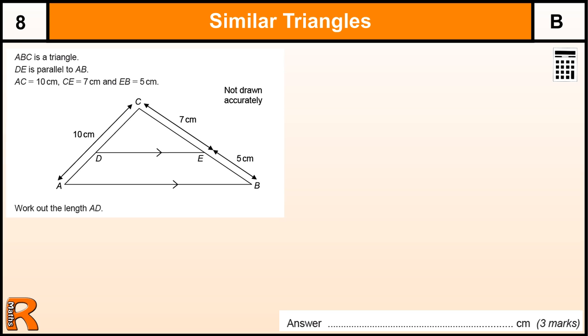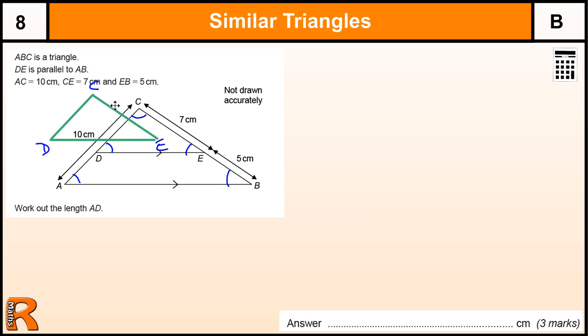Similar triangles. Standard grade B question. We have a triangle inside another triangle that share a common angle. That means that these two triangles are similar because all the angles are the same, because these are parallel lines. These two angles are the same and these two angles are the same. And so one triangle is just an enlargement of the other.